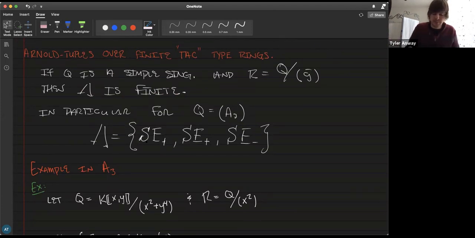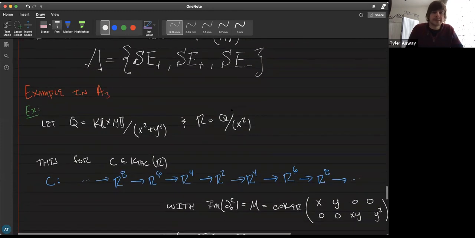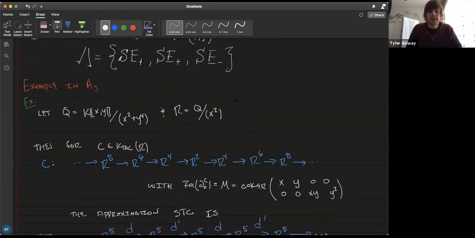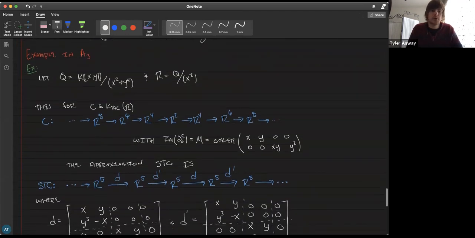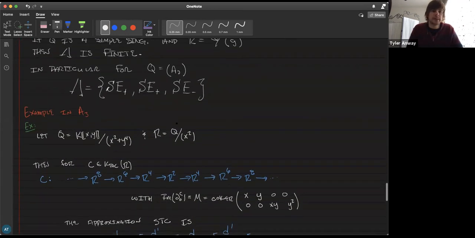So this is really nice because when we were defining Arnold-tuples, you're seeing what building blocks go into the approximation. Well, over a ring of finite Ktac type or finite Cohen-Macaulay type, there are only finitely many of these building blocks, so it simplifies our theory a lot. I would like to give this last example where we look at one such approximation over the ring that we were discussing here, A3.